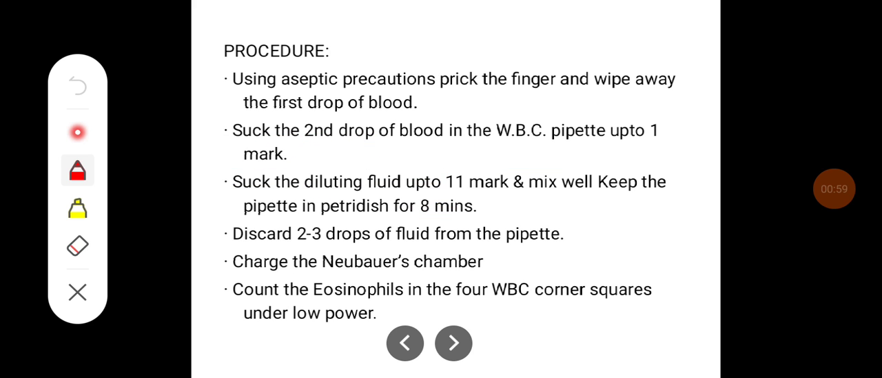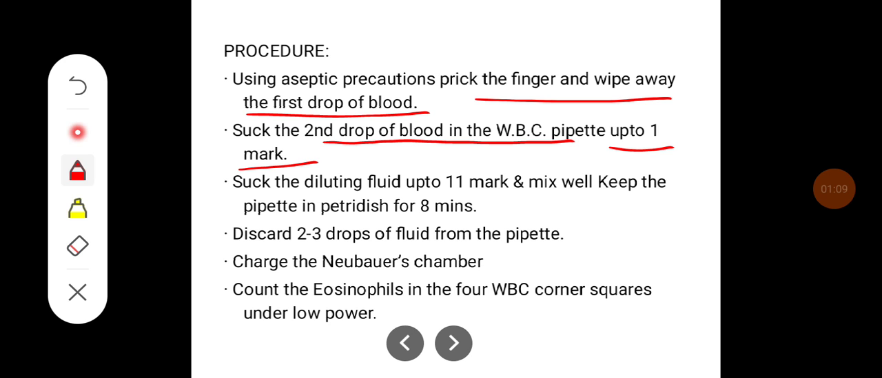Procedure is using aseptic precaution: prick the finger and wipe away the first drop of blood. Suck the second drop of the blood in the WBC pipette up to the mark 1. Suck the diluting fluid up to the mark 11 and mix it well, and keep the pipette in the petri dish for 8 minutes. Then discard 2 to 3 drops from the pipette.